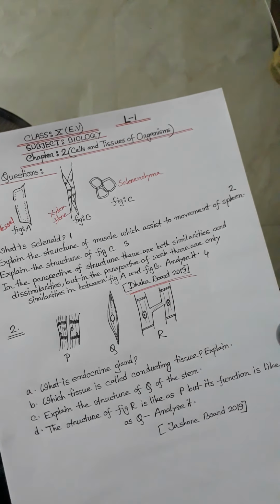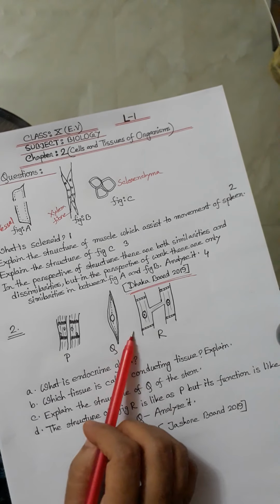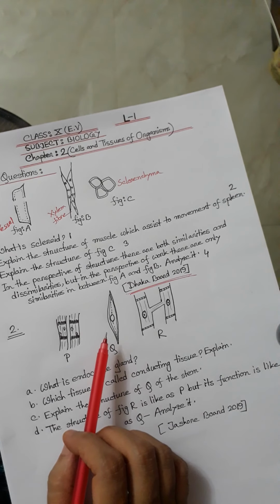Now another creative question. Here A, P, Q, R, three types of tissue.